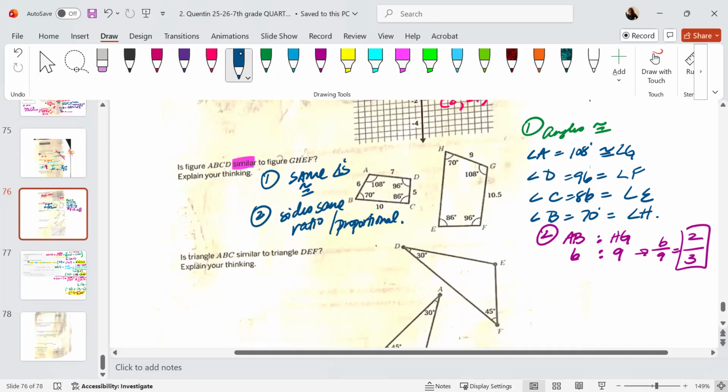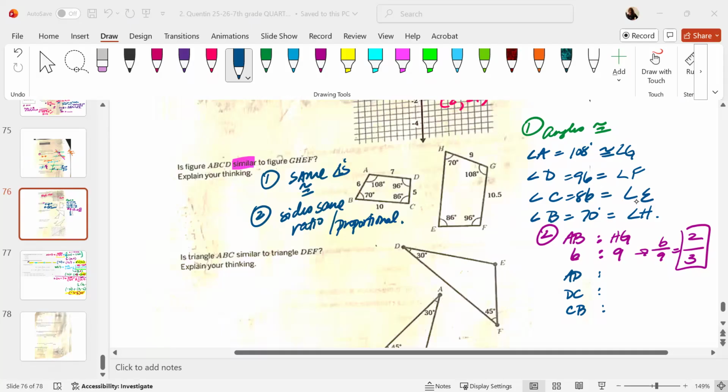Now we need to do the same thing with AD, DC, and CB. You need to do all sides. They all have to have 2/3. Now show me the work for that. Show me the work. Please go read for a little bit.